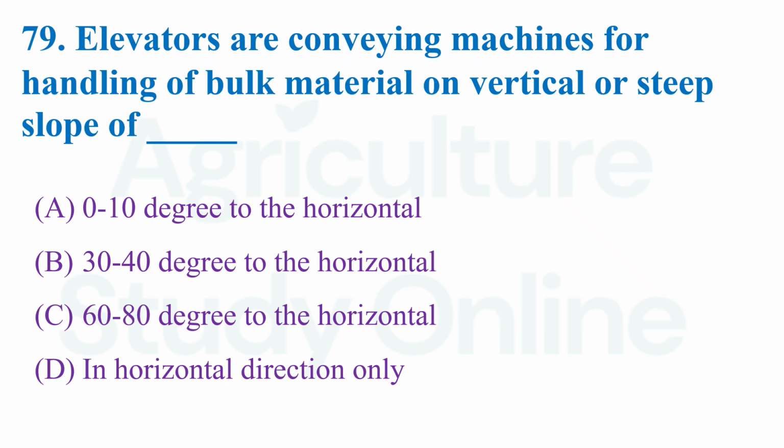Question 79. Elevators are conveying machines for handling of bulk materials on vertical or steep slope of, so it is 60 to 80 degrees to the horizontal. Basically, these elevators, or we can say bucket elevators, handle steep or near-vertical movement, and are used for bulk materials, for example, grains and powdered things. So it is around 60 to 90 degrees.